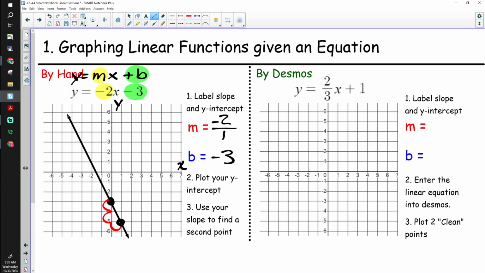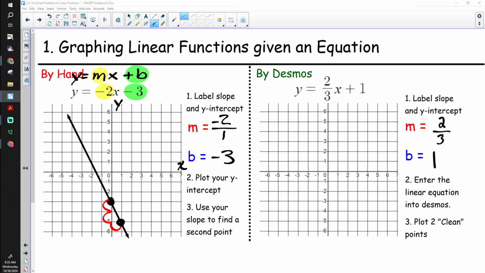First things first, let's label our m and b. What is the slope of the second one? 2 over 3. Whatever is right in front of x is your slope. 2 over 3. And your b value is 1, the constant, the regular number at the end. Now again, if you wanted to do this by hand, you most certainly can, but I'm going to show you with Desmos.